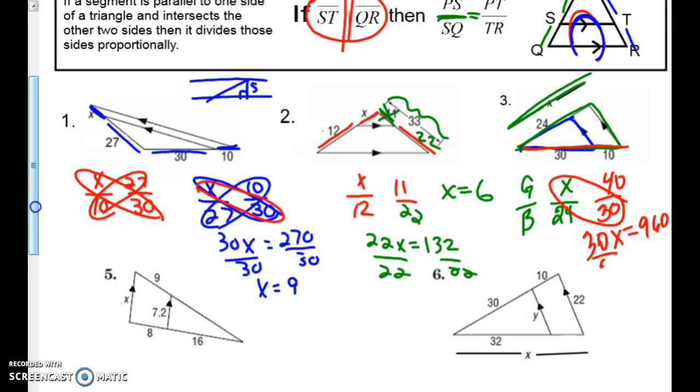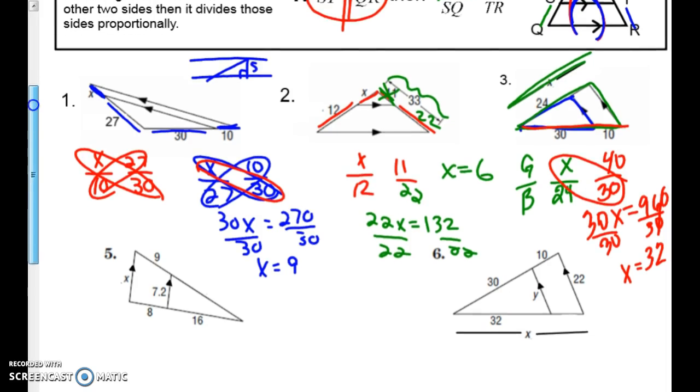960 divided by 30. And that would tell me that x is 32. Yeah. Are we okay? So really, we're not doing anything different, are we? No. We're just setting up proportions.